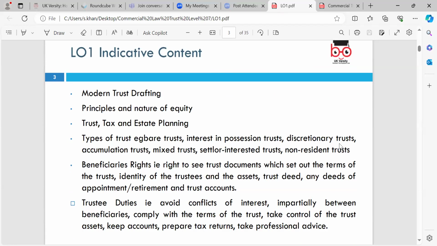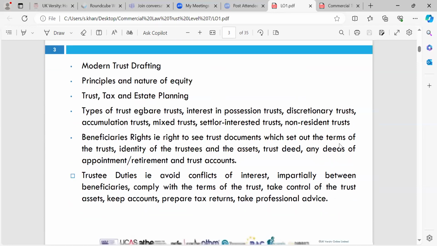So we'll be looking at modern trust drafting, principles and nature of equity, trust, tax and estate planning, types of trust, for example, bare trusts, interest in possession trusts, discretionary trusts, accumulation trusts, mixed trusts, settlor interested trusts, non-resident trusts. We'll also be looking at beneficiaries' rights, for example, the right to see trust documents, which set out the terms of the trusts, identity of the trusts and the assets, trust deed, any deeds of appointment, retirement and trust accounts.